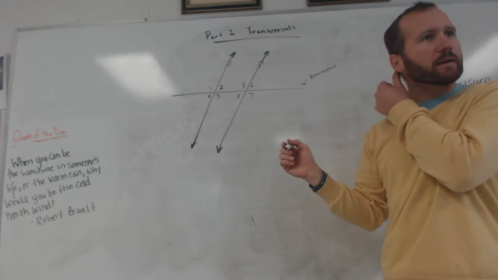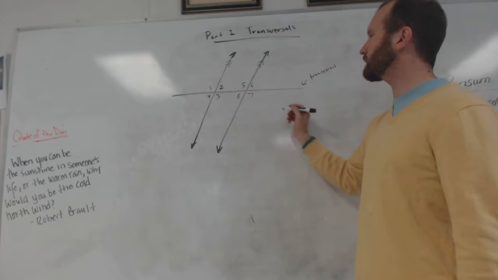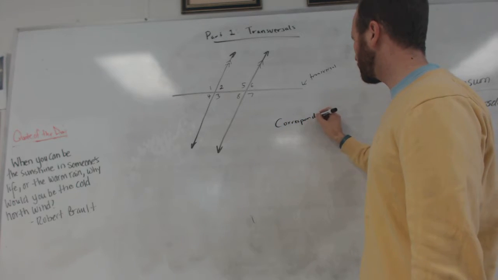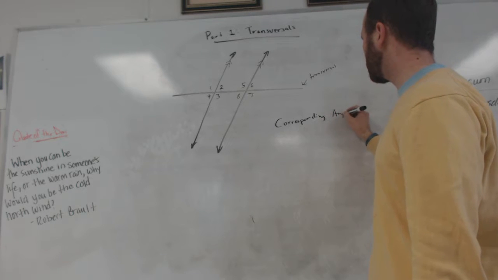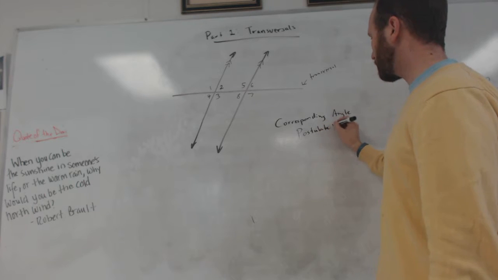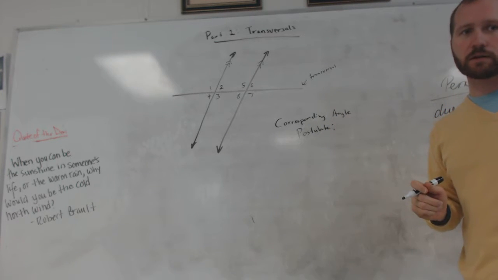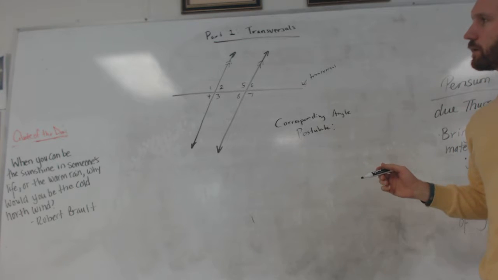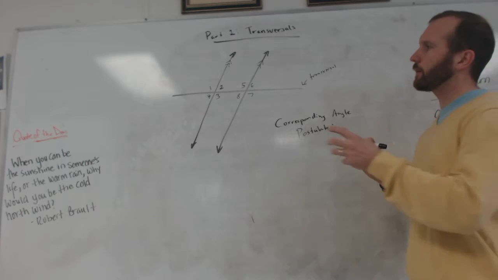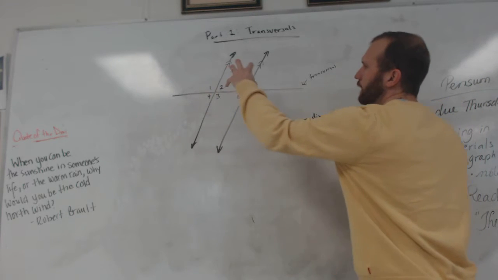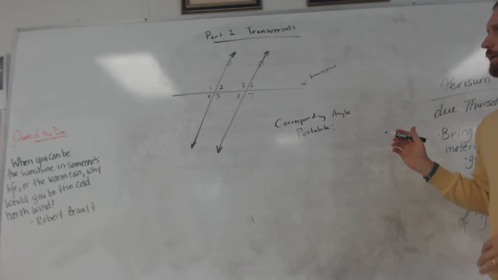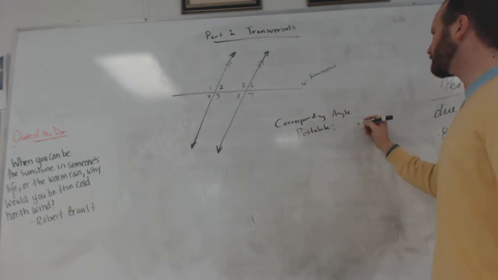The first thing that we can show about these is there's something called the corresponding angle postulate. Because this is a postulate, we're not going to try to prove it. But corresponding angles are angles that are in the same place. If we were to pick up these four angles and put them over the top of those four angles, it turns out that corresponding angles are congruent.